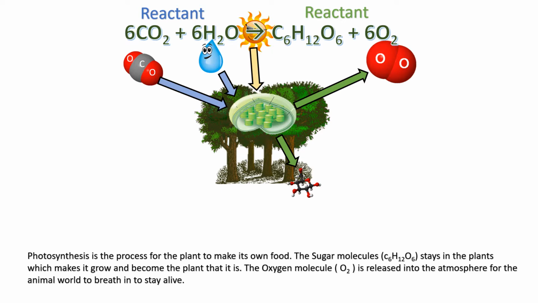what is photosynthesis. So here's an example. Photosynthesis is the process for the plant to make its own food. The sugar molecules, C6H12O6, stay in the plant, which makes it grow and become the plant that it is. The oxygen molecule, O2, is released into the atmosphere for the animal world to breathe in to stay alive.